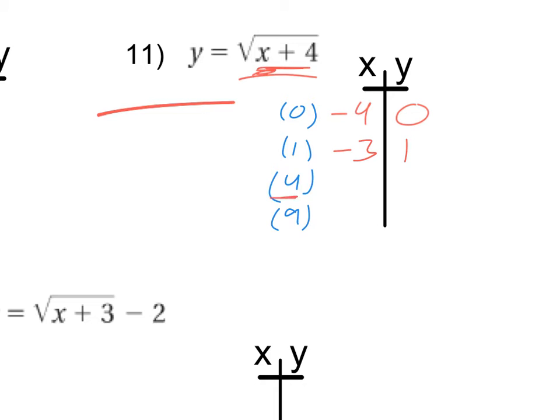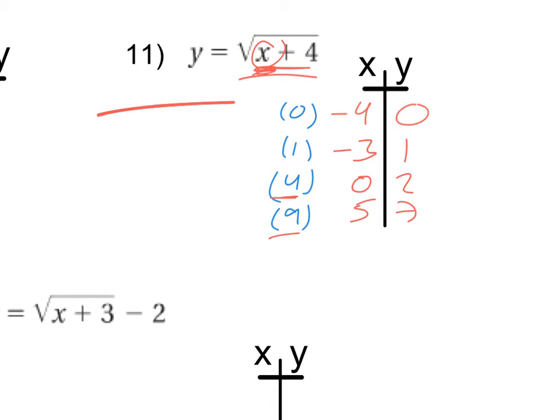Now we're trying to get to 4. So what could I plug in for x that'll make it 4? Well, 0 is what would actually do that in this case, and then the square root of 4 would be 2. And then what can I plug in for x that would give me 9? Well, in this case, it'd be 5. So if I plug in 5, 5 plus 4 would be 9. The square root of 9 would be 3.